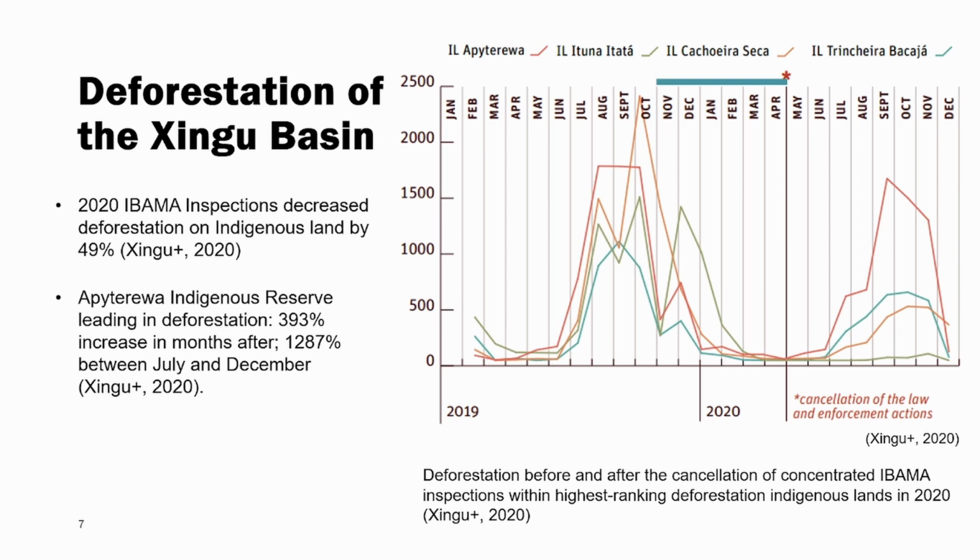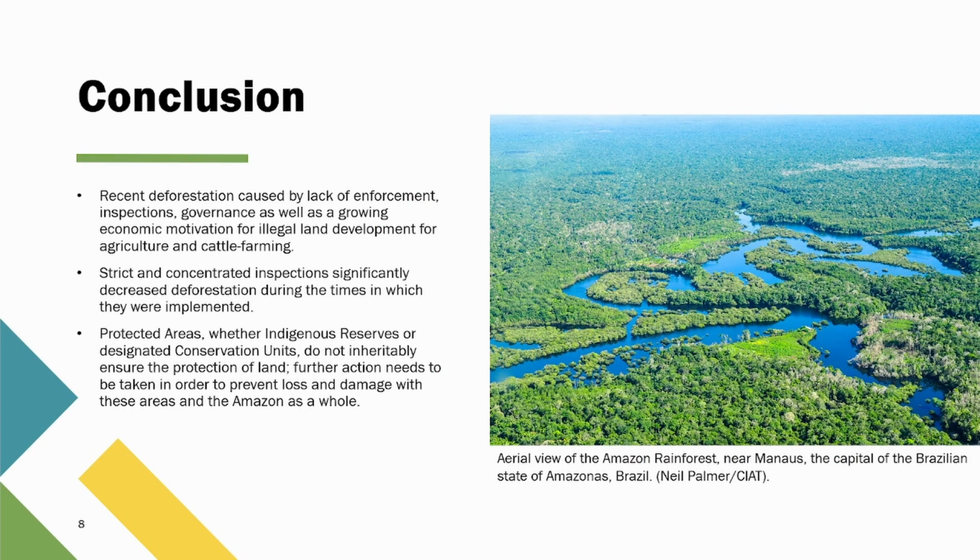Anonymous officials interviewed by the Associated Press also indicated that since the military took over, they have stopped penalizing deforestation and stopped the use of satellite data for enforcement. So what's next? We know that recent deforestation is caused by lack of enforcement, inspections, governance, as well as growing economic motivation for illegal land development and for agriculture and cattle farming. We also know that strict and concentrated inspections significantly decreased deforestation during the times in which they were implemented. Lastly, protected areas, whether indigenous reserves or designated conservation units, do not inherently ensure the protection of land. Further action needs to be taken in order to prevent loss and damage within these areas and the Amazon as a whole.